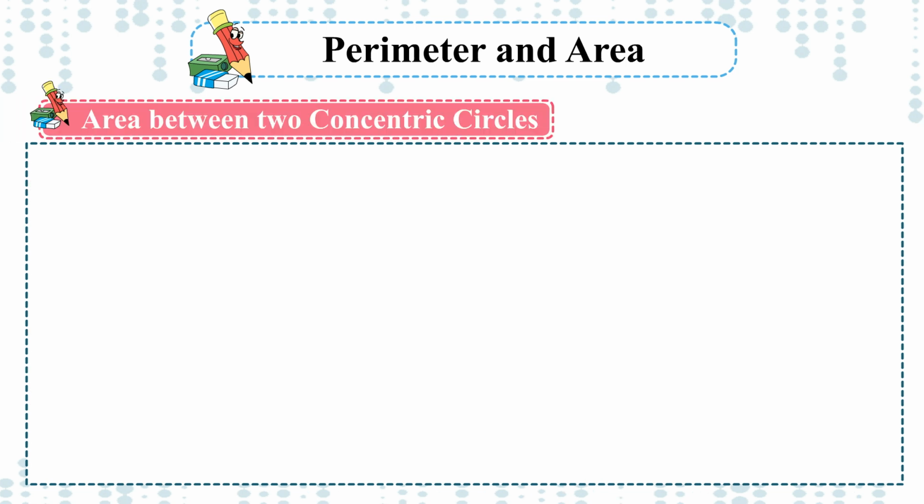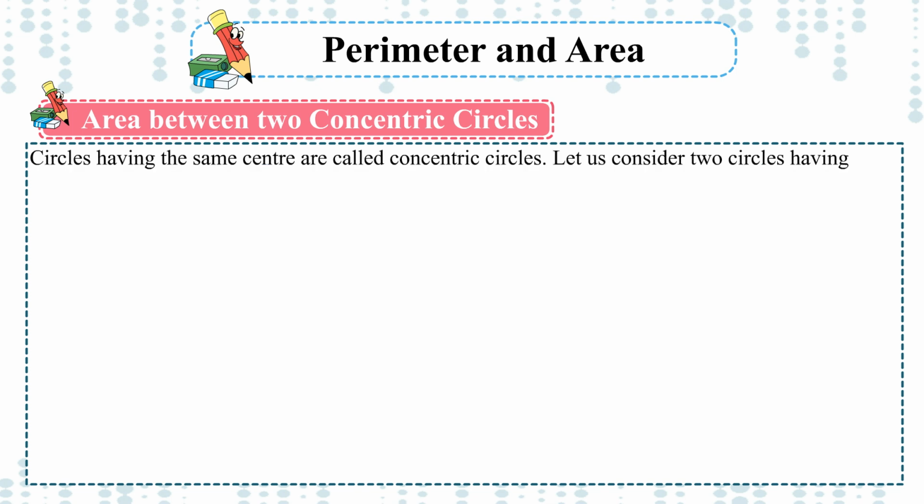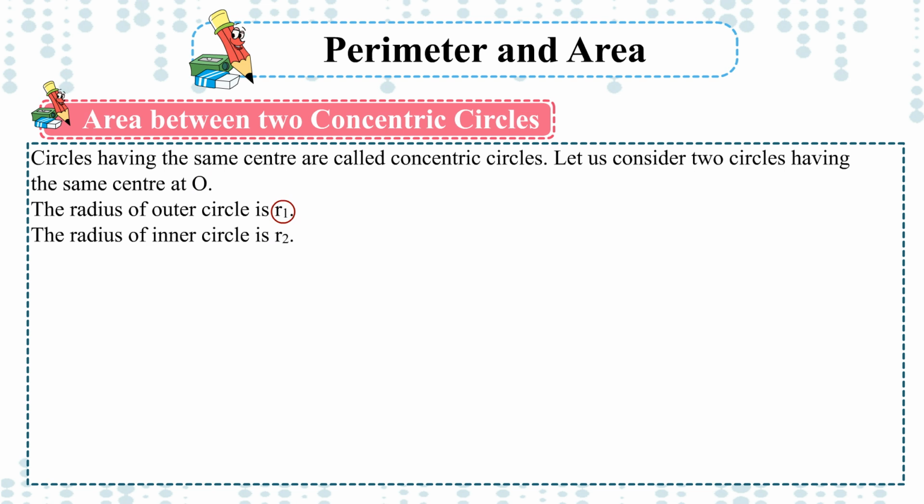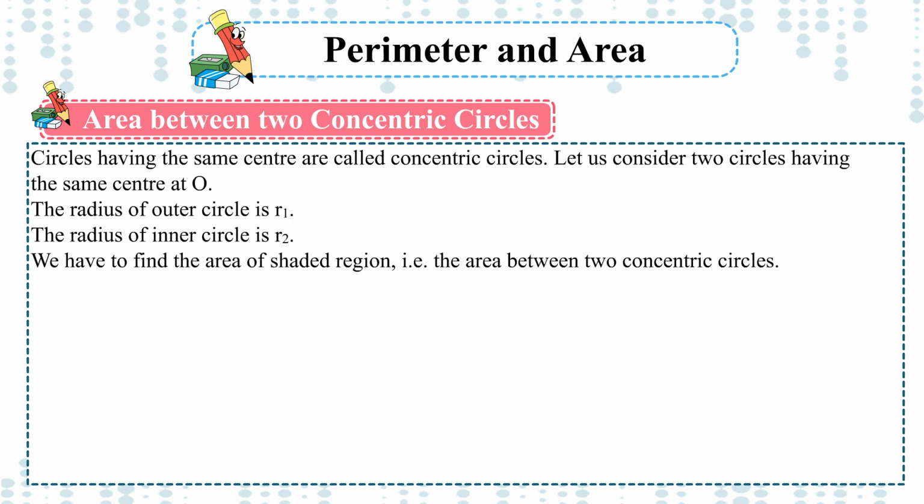Area between two concentric circles. Circles having the same center are called concentric circles. Let us consider two circles having the same center at O. The radius of outer circle is R1. The radius of inner circle is R2. We have to find the area of shaded region, that is the area between two concentric circles.